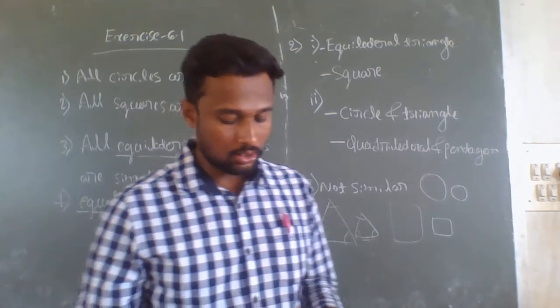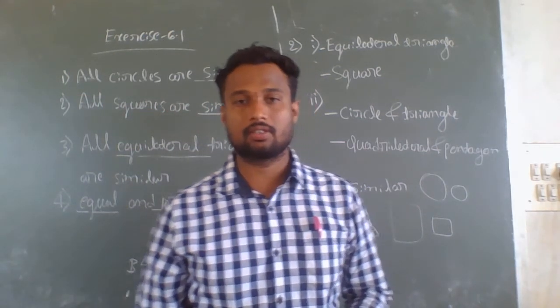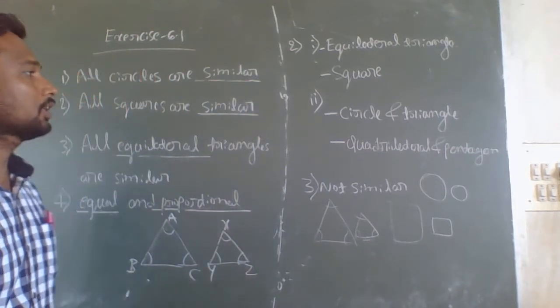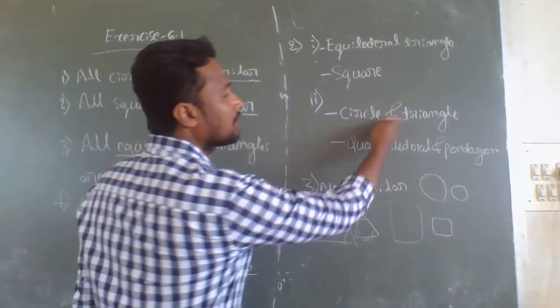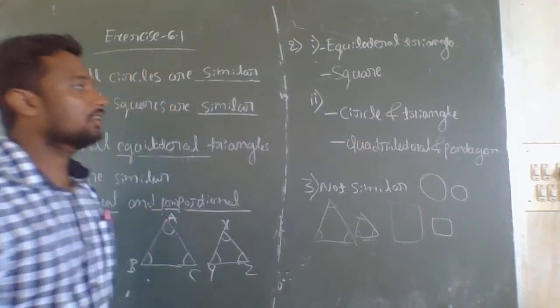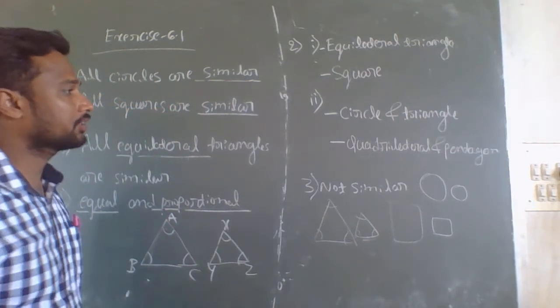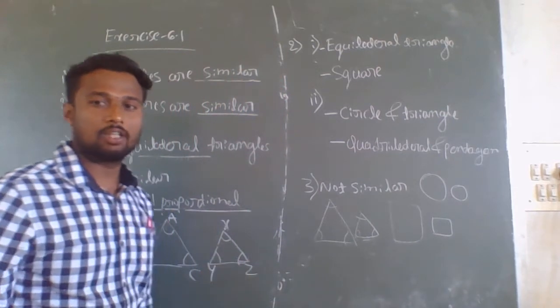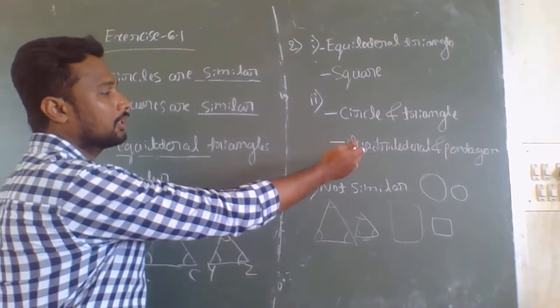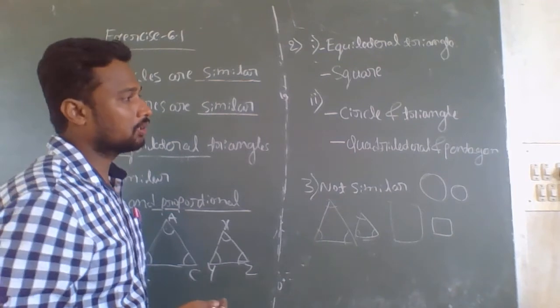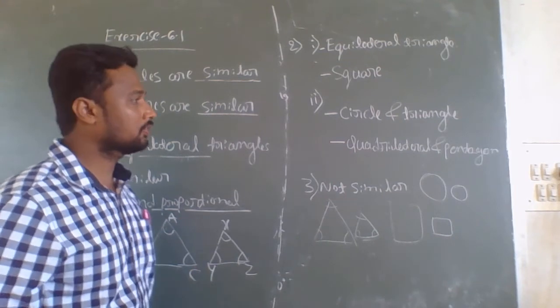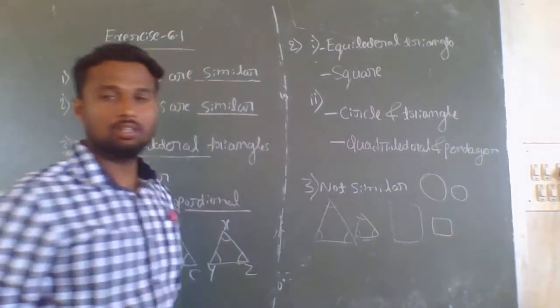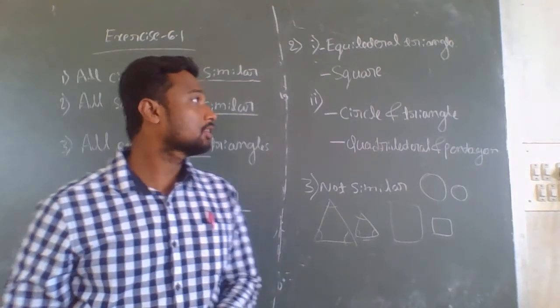And the second question, non-similar figures. Non-similar figures means here I have written the example as circle and triangle. Circle and triangle are not similar. Quadrilateral and pentagon are also not similar. Here a quadrilateral contains 4 sides. In a pentagon there are 5 sides. Therefore, these two are not similar. So this is our second question.